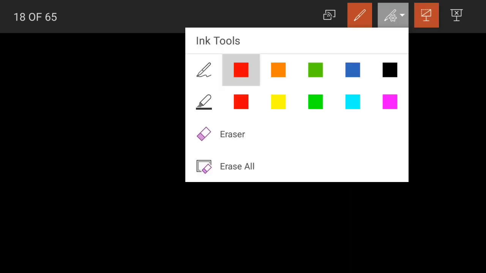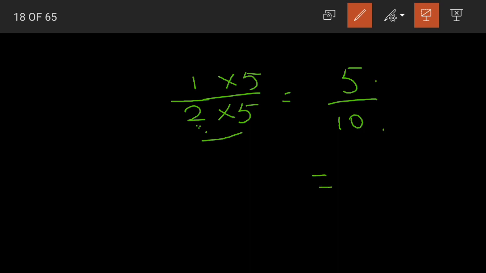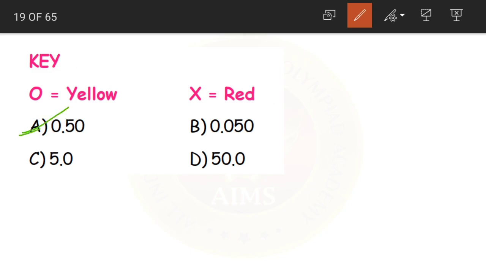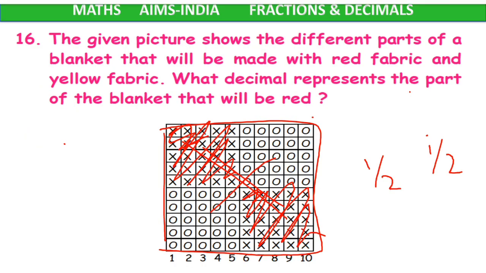Now how do we represent half in decimal number? The denominator here is not 10, but when we multiply it with 5 we'll get 10. Yes, 1 5s are 5 divided by 2 5s are 10. Now 5 by 10 is our fraction. How to represent it as a decimal number? 0.5. 10 is having 1 zero, so after one digit from the right we'll place our decimal point. 0.5 is the answer. Yes. Do we have it in the options? Yes, option A 0.50 is our answer.